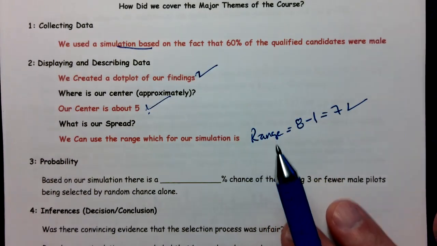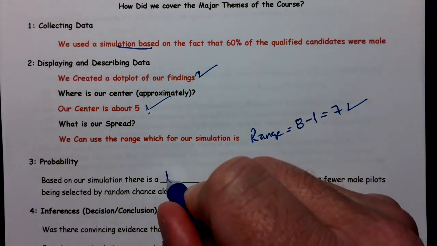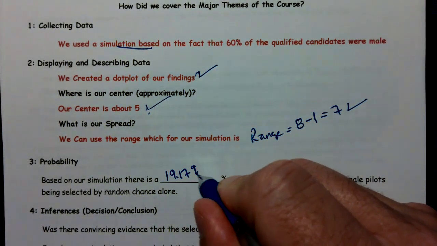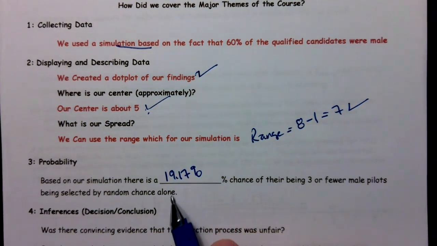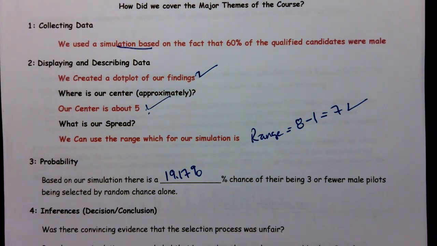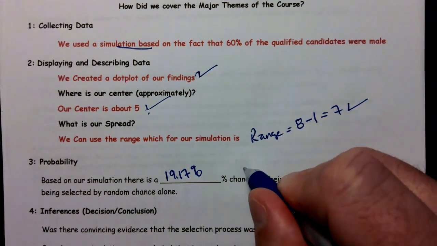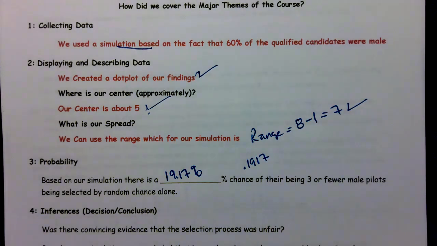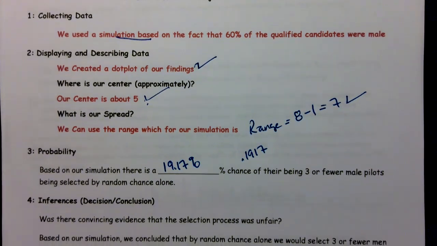We figured our probability was 19.17%. And some people go, do I need to write it as a percent? Generally speaking, we talk in percent. But if you wrote the probability is 0.1917, because this is the probability statement, that's the same thing. We'll take either one.